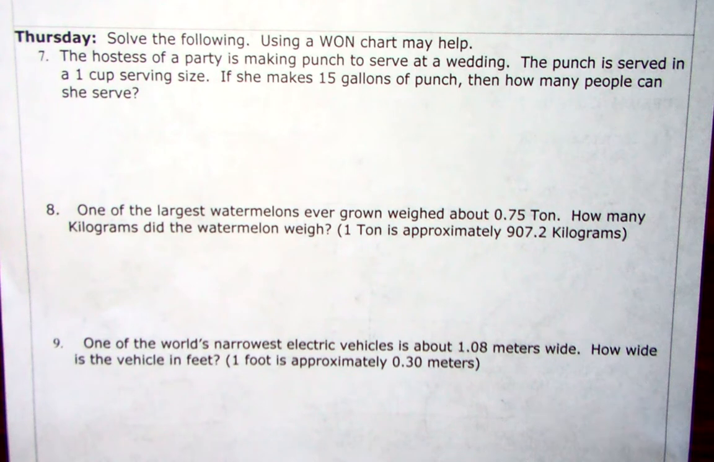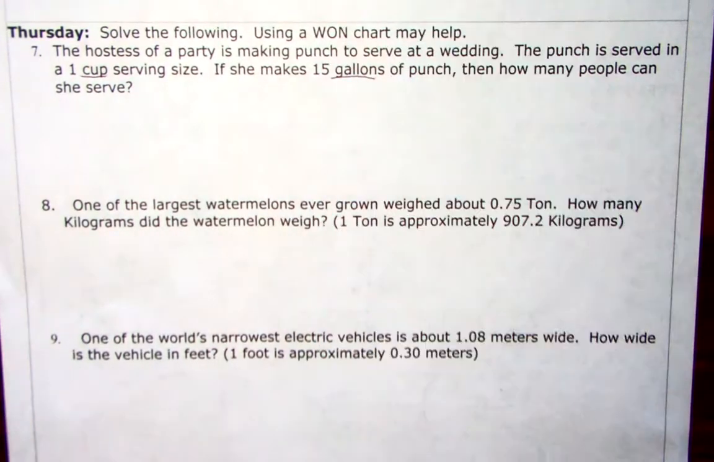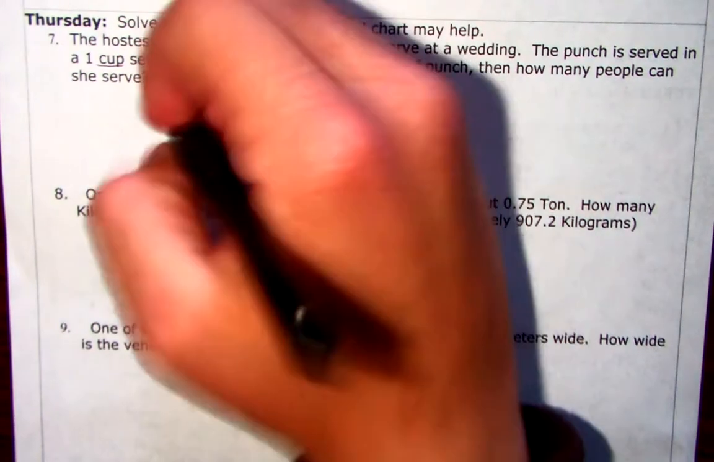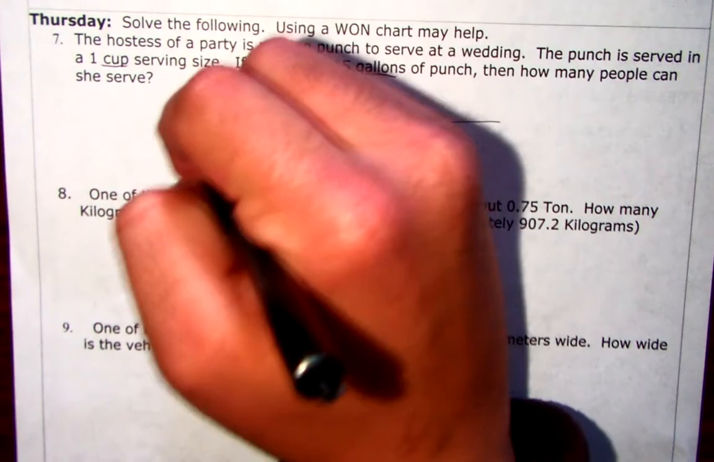The hostess of a party is making punch to serve at a wedding. The punch is served in 1 cup serving sizes. If she makes 15 gallons of punch, then how many people can she serve? So here we are comparing cups to gallons. So let's go and create ourselves a one chart. Cups and gallons.